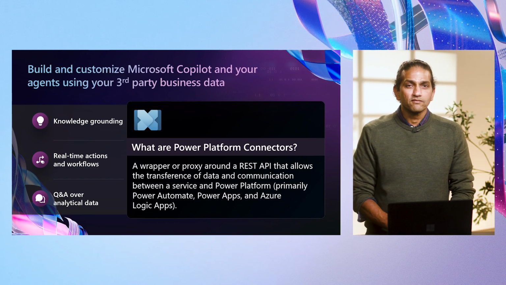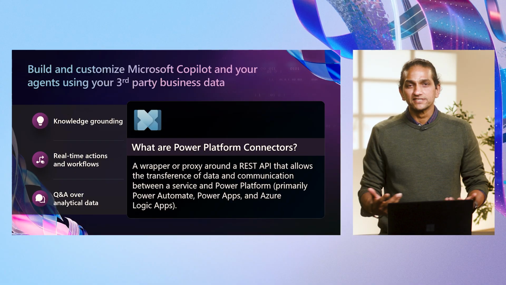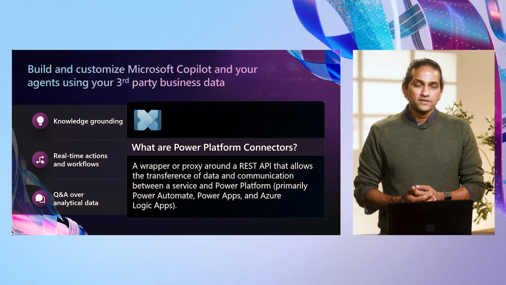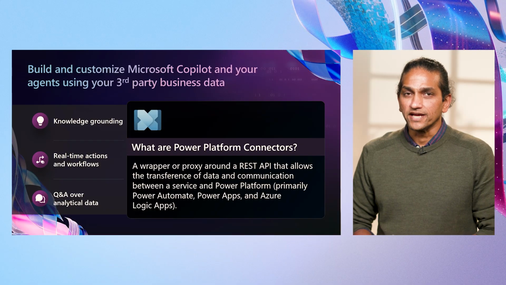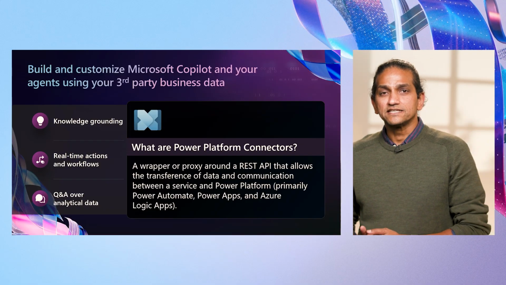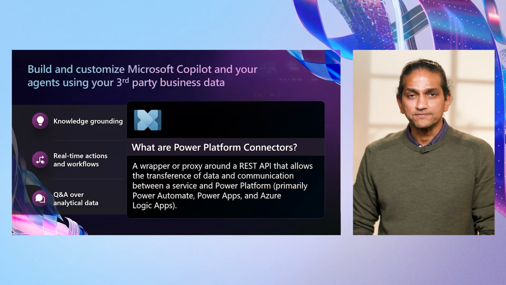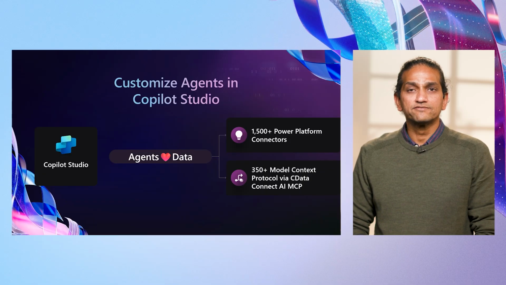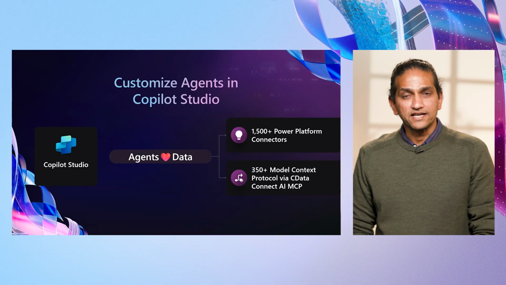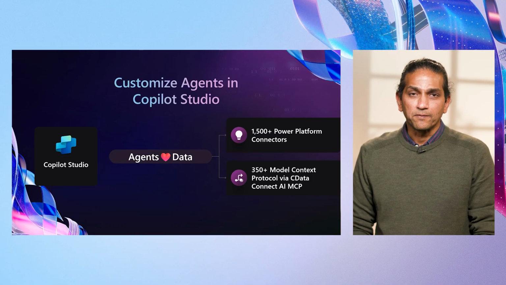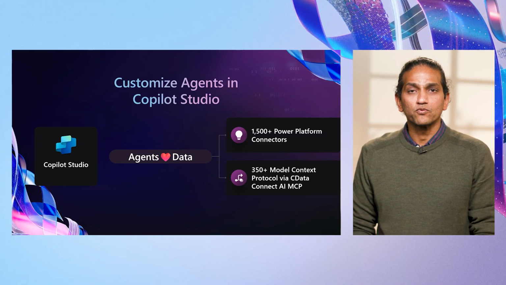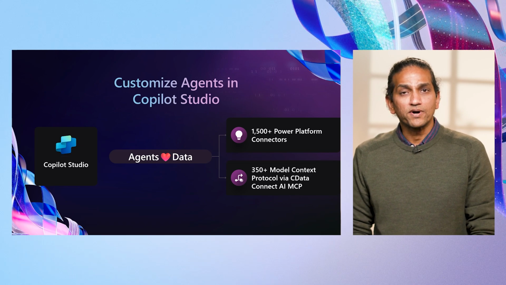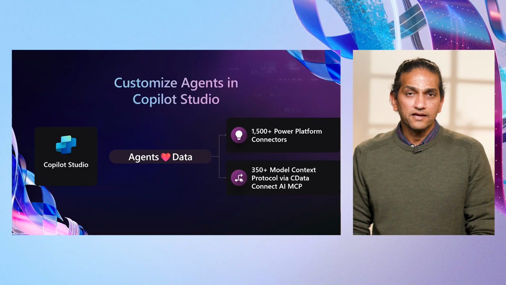Now, one thing that often comes up is that we use MCP and connectors interchangeably. So are they different? Connectors are pre-built wrappers over APIs that let agents and makers interact with external systems. MCP servers, or Model Context Protocol servers, are the next evolution. Think of MCP like a USB-C port for AI applications. Just as USB-C provides a standardized way to connect electronic devices, MCP provides a standardized way to connect AI applications to external systems.